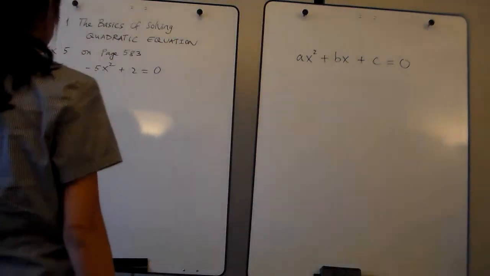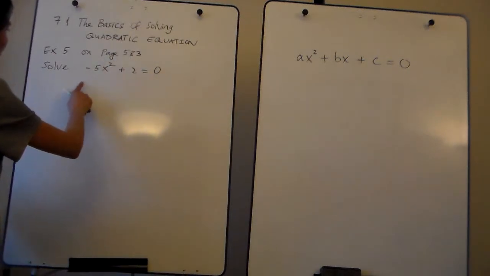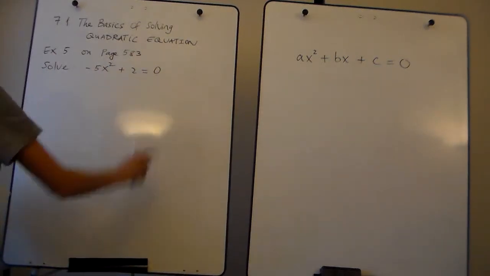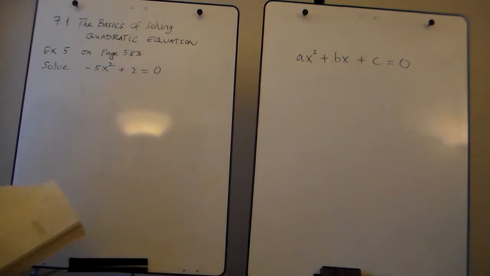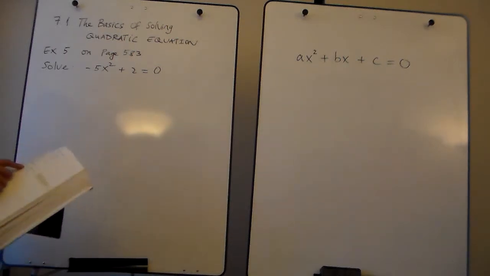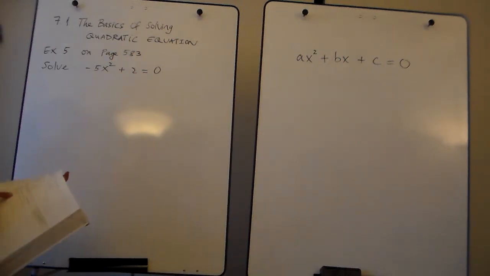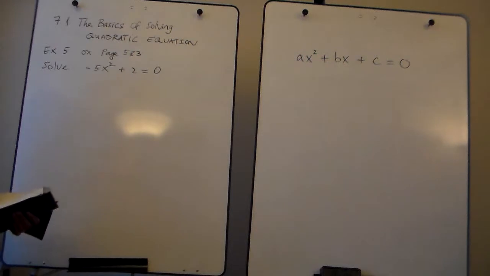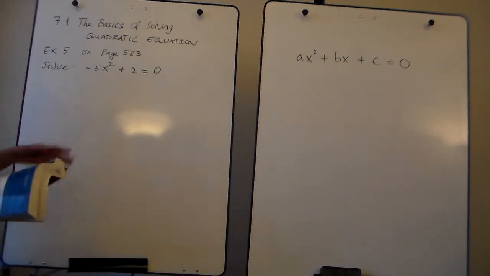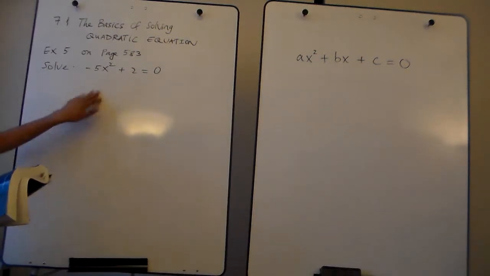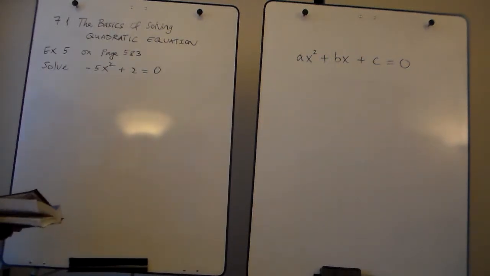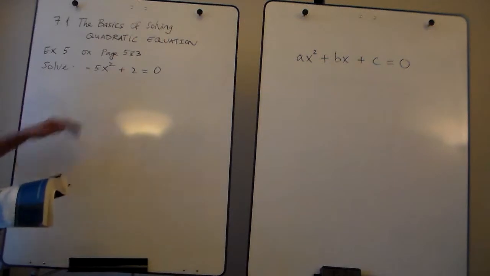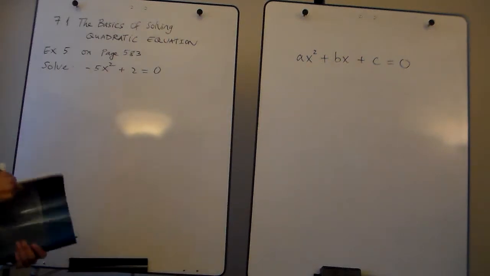Example 5 on page 583: solve negative 5x squared plus 2 equals 0. Now, I'm not going to write out "get the exact solution and approximate the solutions to 3 decimal places," because on the test, the quiz, or final exams, I only ask you to provide the exact solution, so you don't need to find the decimal places. When we say solve, it means you give the exact answer.